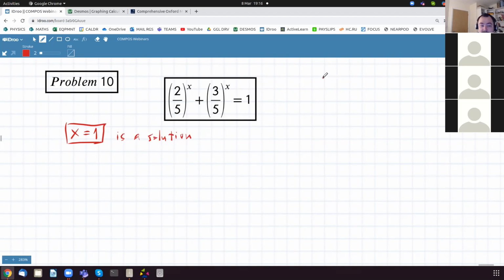What do you know about f, let's say, 2/5 to the power of x, and g is 3/5 to the power of x? Any properties? How do they look? Are they positive, negative? Anything? Just tell me everything you know about these two.